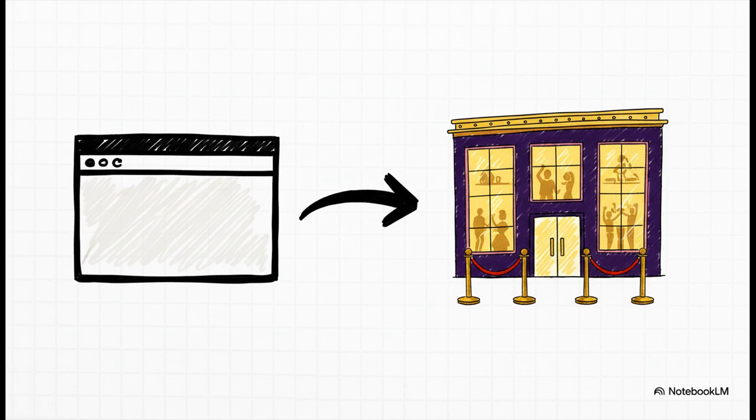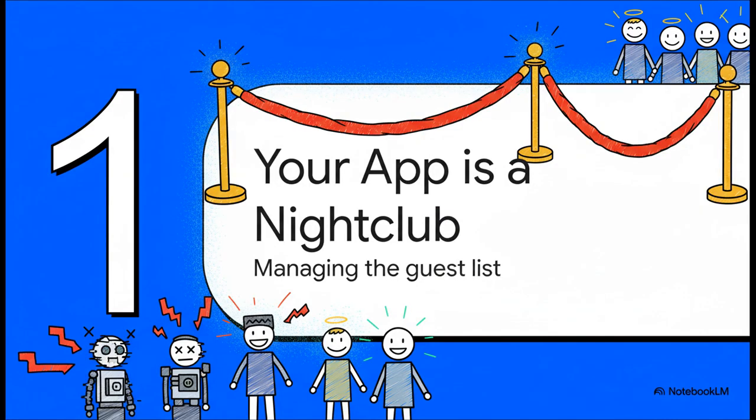So forget about code for a minute, just picture this. Your app isn't just an app, it's the hottest new nightclub in town. Now, as the owner of this club, you've got two main goals, right? First, let your real guests, your actual users, have an amazing, seamless time. And second, keep the troublemakers, the bots, from ever getting past the velvet rope. That's the core challenge, managing the guest list.